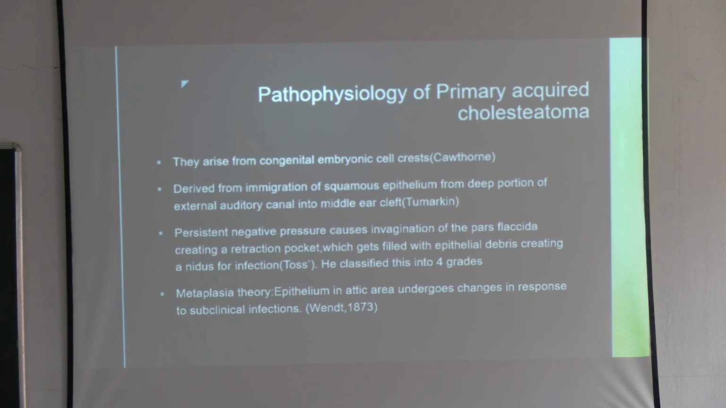Persistent negative pressure causes invagination of the pars flaccida, that is the attic part, creating a retraction pocket in the attic which gets filled with epithelial debris, creating a nidus of infection, Tos theory. He classified this retraction pocket into 4 grades. Metaplasia theory: epithelium in the attic area undergoes changes in response to subclinical infection.